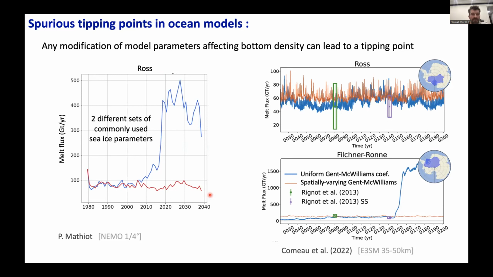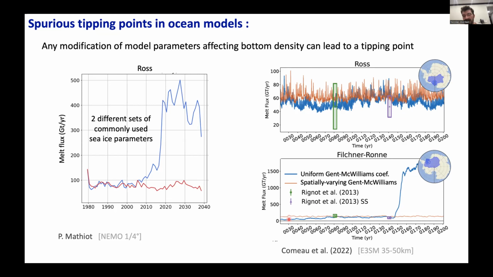The two sets of parameters are commonly used in the NEMO community, but one of them will give a tipping point at some point under present day condition in the Ross, while the other one will remain stable. The example on the left is from a paper by Comeau and colleagues in 2022 with the E3SM model. They didn't have any issue with the Ross Sea. So the plot shows 200 years of pre-industrial control, the melt flux for Ross on the top, and the bottom one shows Filchner-Ronne.